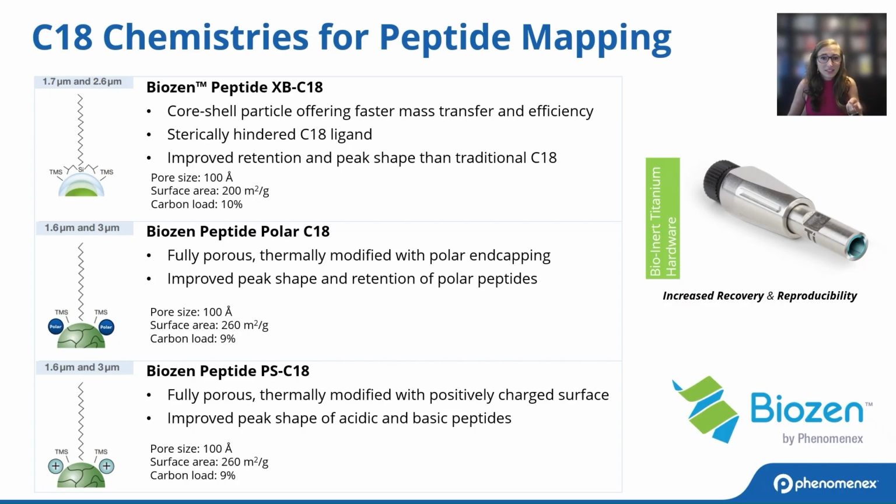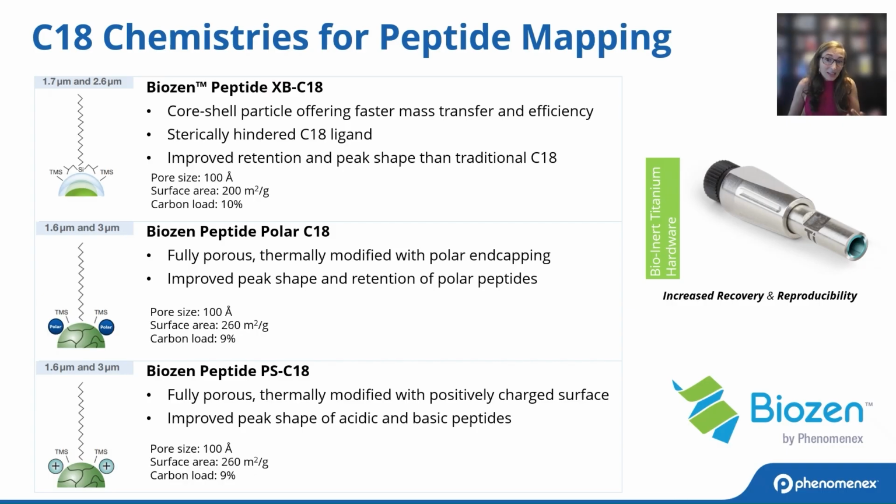Now, the second and third column choices are always modified C18 chemistries. The Biochem peptide polar C18 is a fully porous thermally modified particle, and it has added polar groups in the end capping. Now, this provides a stronger retention of polar peptides, and it gives you that edge when you are dealing with difficult hydrophilic small peptides that may not retain in a typical C18.